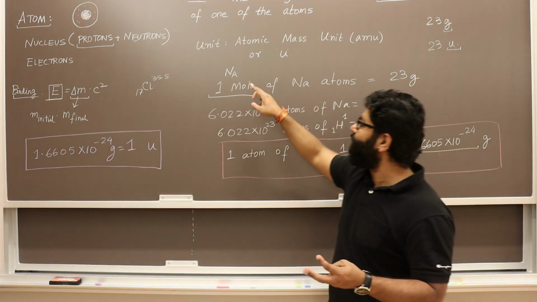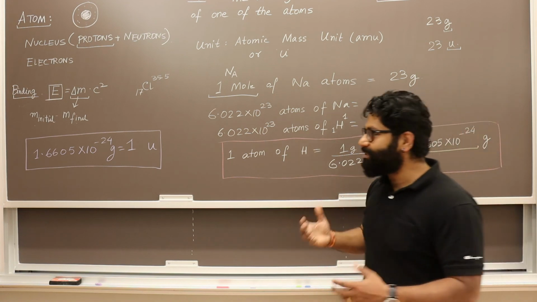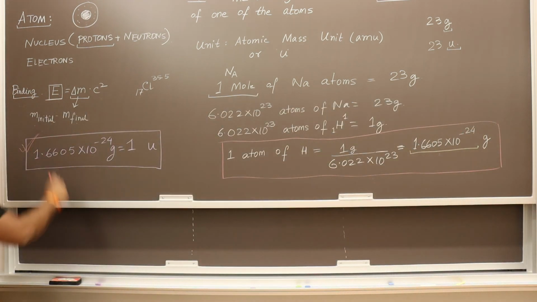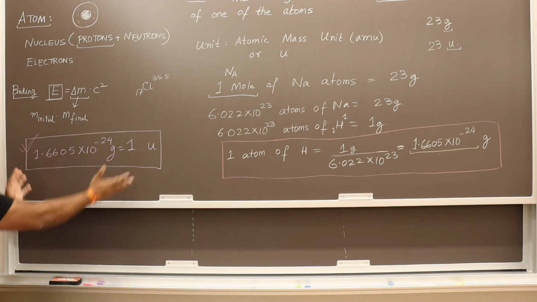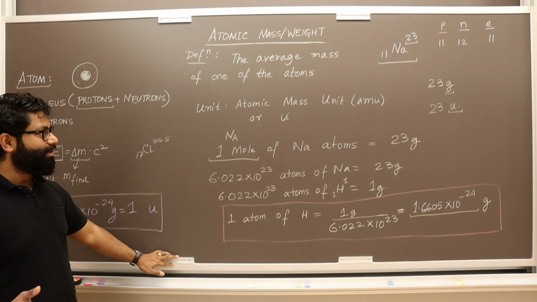And what is the mass of 1 sodium atom? 23 AMU. So if you just understand this unit, we have simplified this whole mathematical thing, a whole lot of chemistry in here, okay?